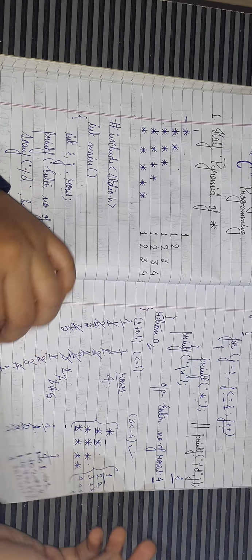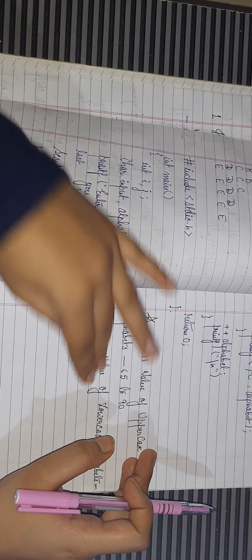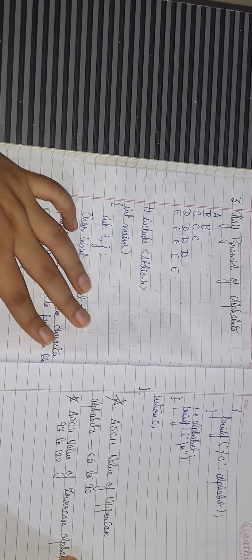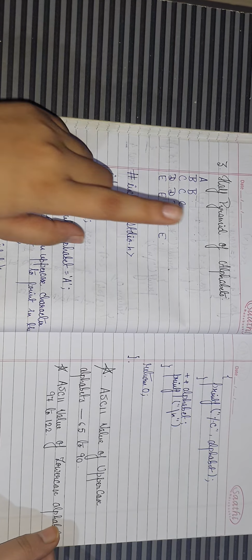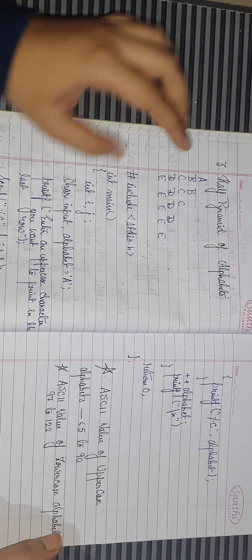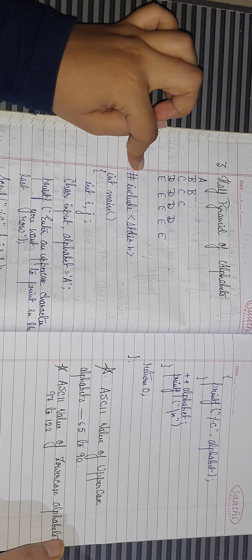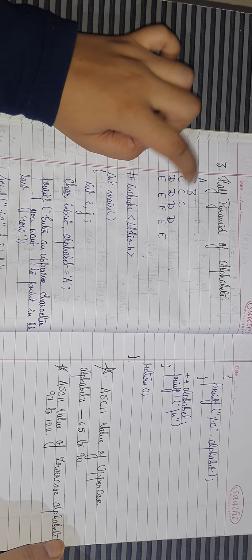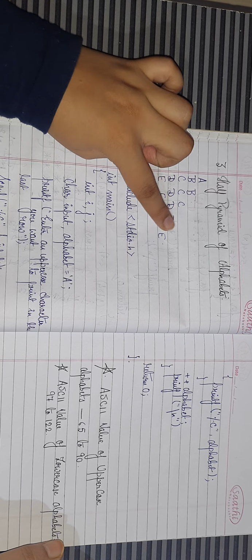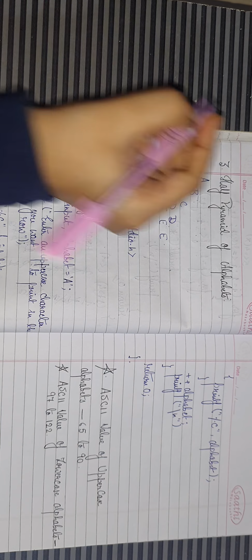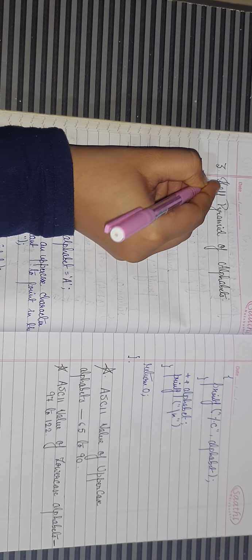Coming to the next type in the same series, it is the alphabet, right. So, half pyramid of alphabet. Now I want to print it in the alphabet format. So A, B B, C C C, D D D D, E E E E E, F F F F F F, like this. So it is also a half pyramid. So here also you have the rows and columns, right.